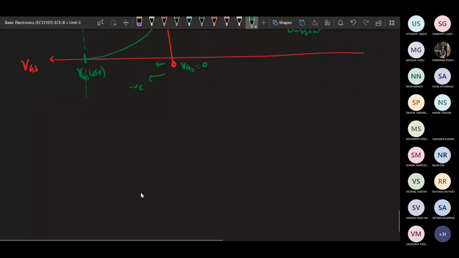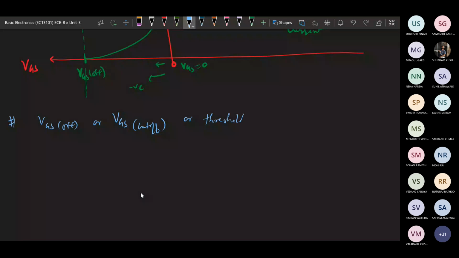We will just see some more points. Here the minimum gate to source voltage that is required to cut off the channel, we know, is equal to the VGS off. Okay, so VGS off, or it is also called VGS cutoff, or sometimes it is called threshold voltage also.